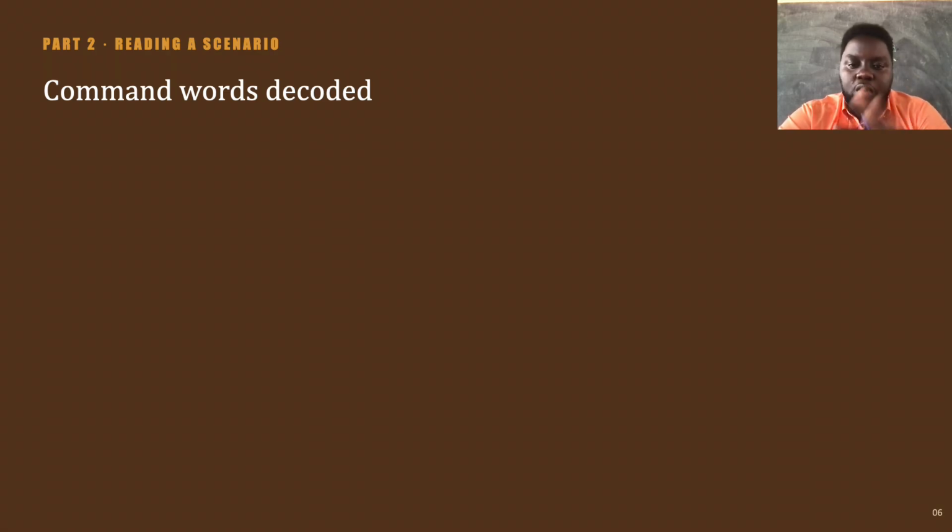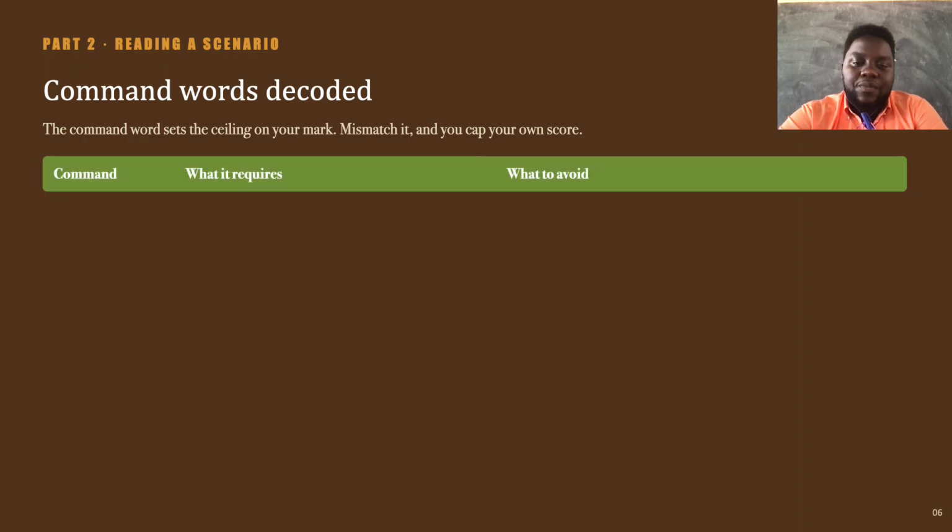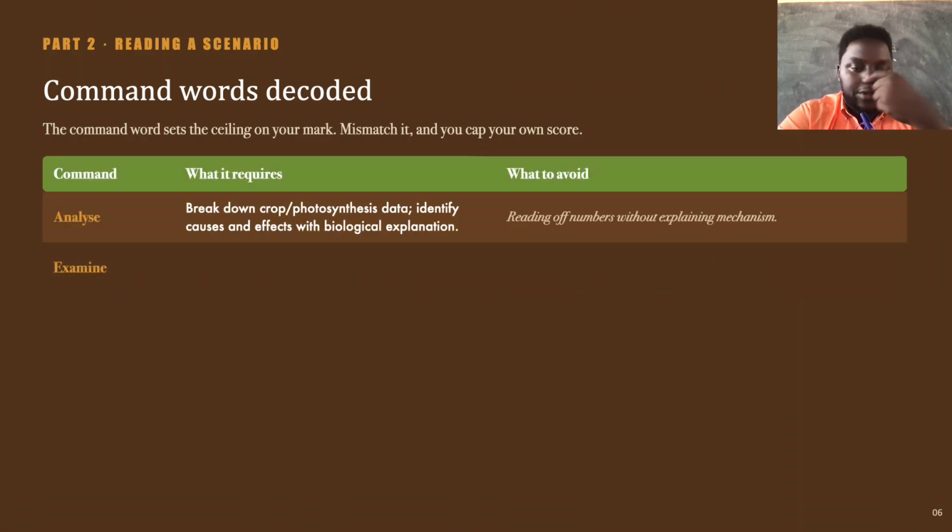There are going to be 4 words. We are going to look at about 4 or 5 words. The first one is analyze. When they tell you to analyze, they are telling you to break down the crop or the photosynthetic data given to you and identify the causes and the effects with a biological explanation.